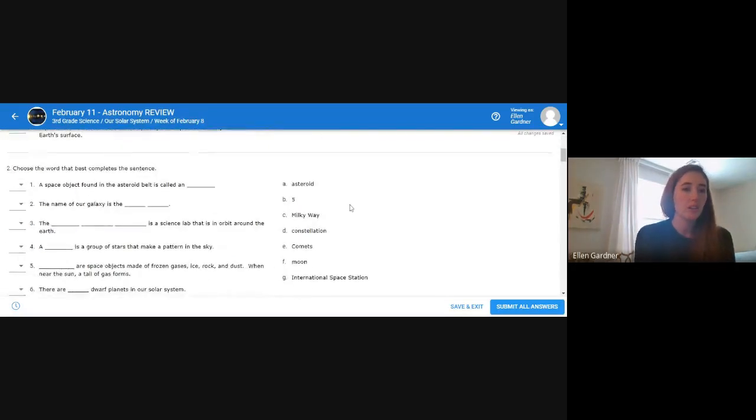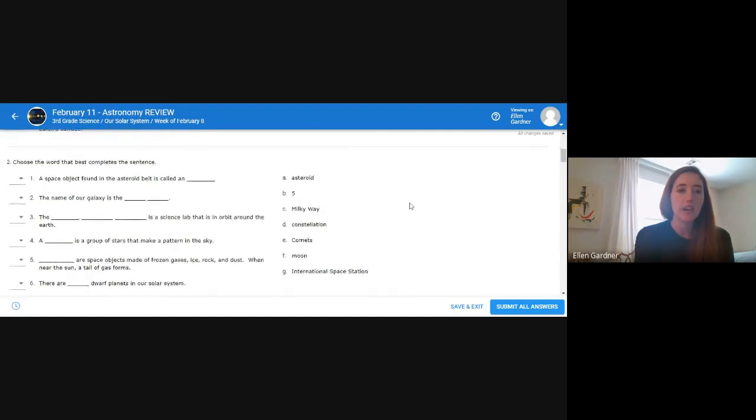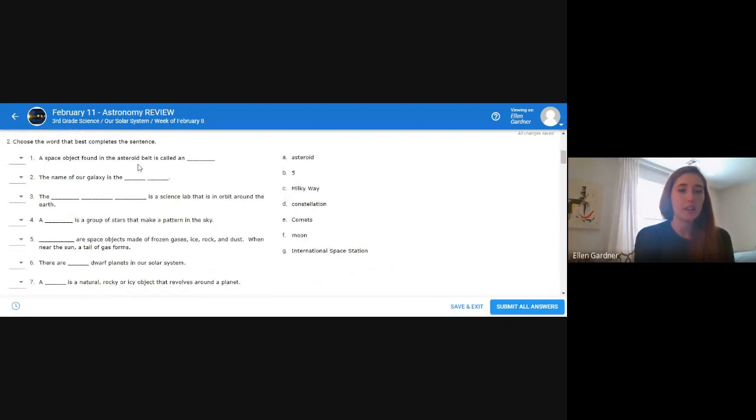Okay, next section here says choose the best word that completes the sentence. A space object found in the asteroid belt is an asteroid. Yep. The next one is the name of our galaxy. This is the one that was miswritten in the review that you did. It said the name of our solar system. Our solar system doesn't have a name. It is our solar system. That's the only name for it. But the name of our galaxy, which the solar system is in, is the Milky Way.